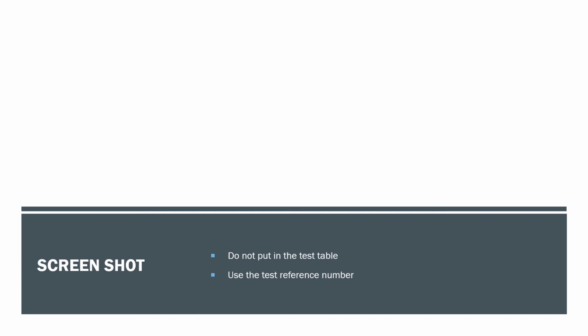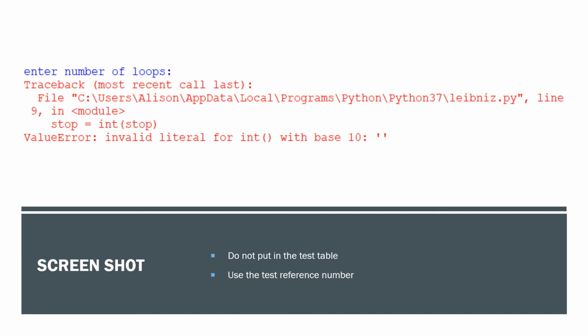We then take screenshots of what happens when we run the code and use the test data that we have planned. So that third test, if I press enter without entering a number value, my program actually crashes, and that's the error message that I'll see.